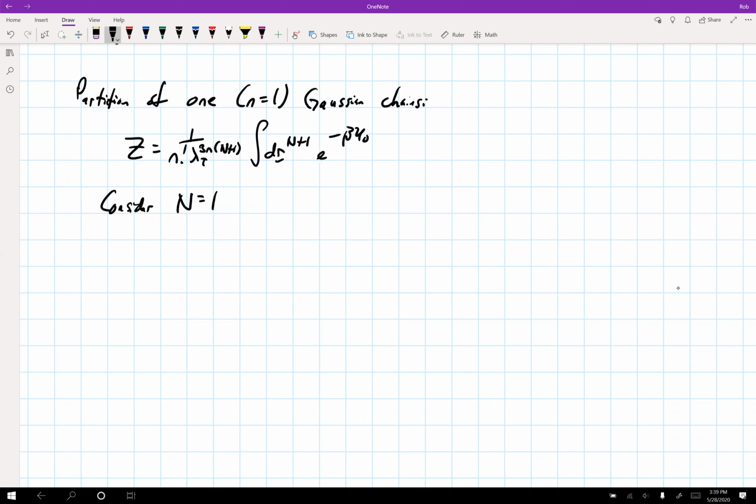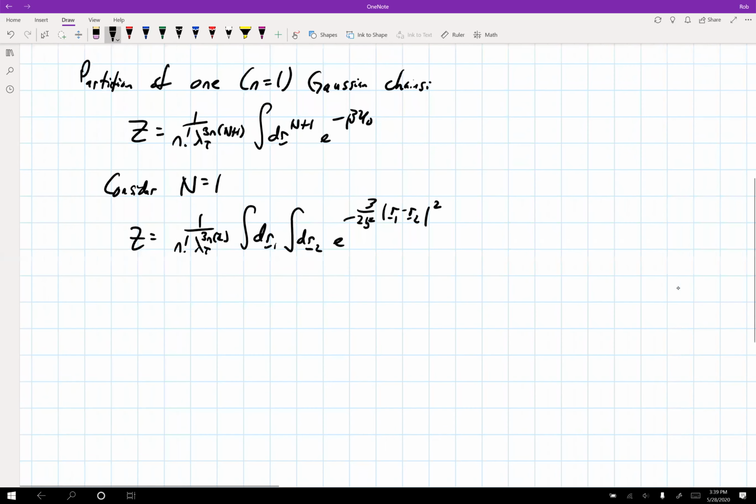then we have Z equal to 1 over n factorial lambda_T to the 3n, and now the N plus 1 just becomes a 2. Then our dr to the n is just of the 2 monomers. Then we have e to the minus 3 over 2b squared times r1 minus r2 squared. Hopefully we recognize that this thing looks a lot like a Gaussian, and so we can solve this really easily just by doing a simple change of variables.